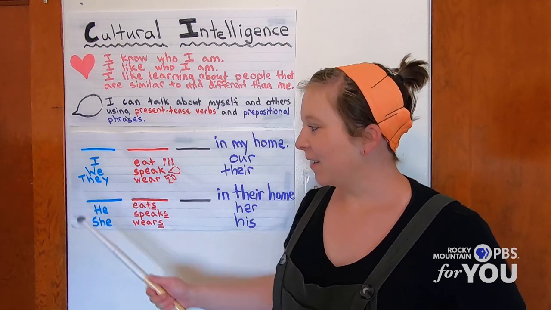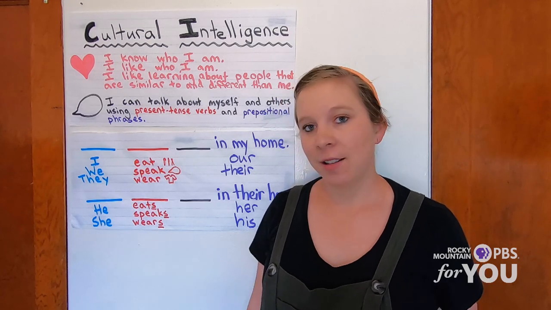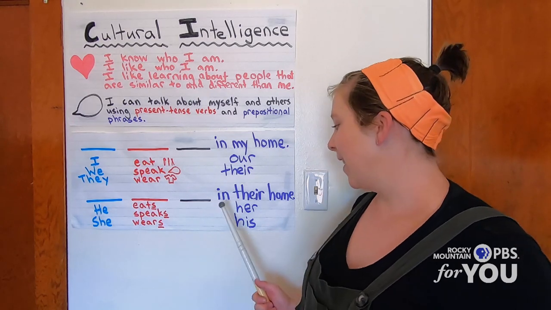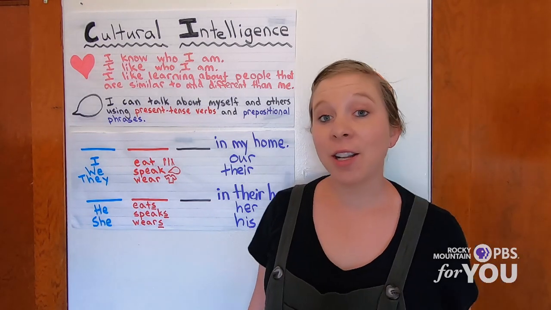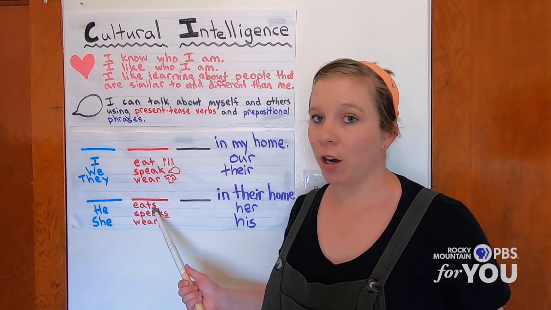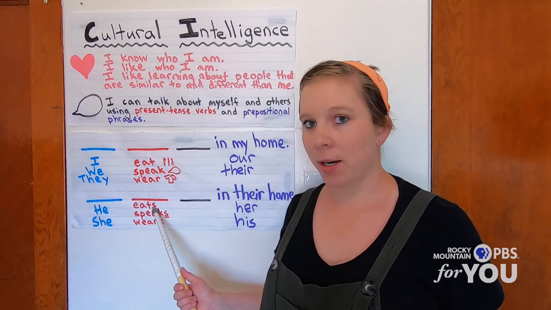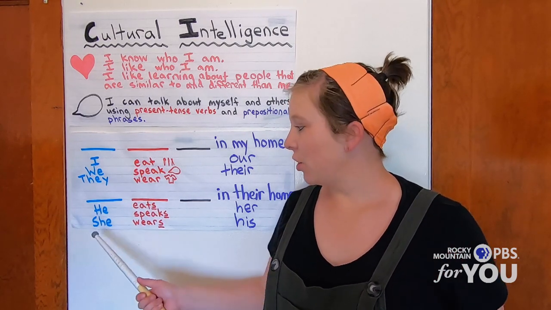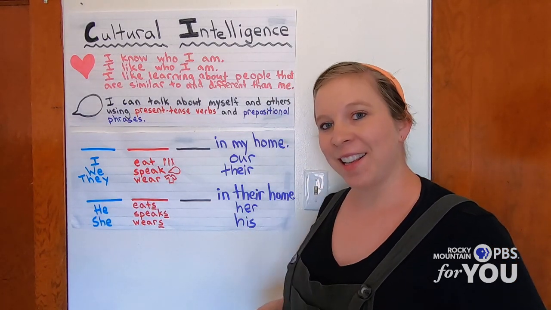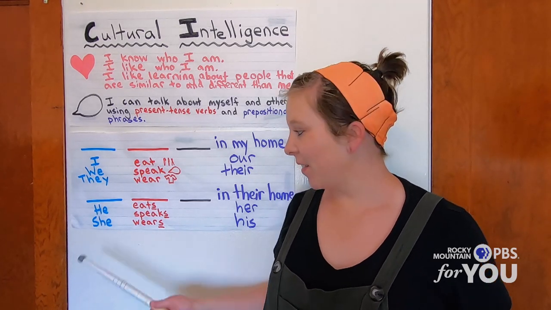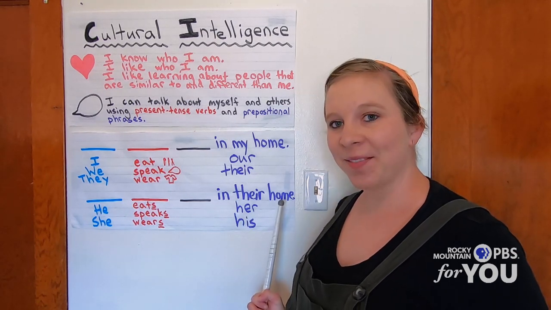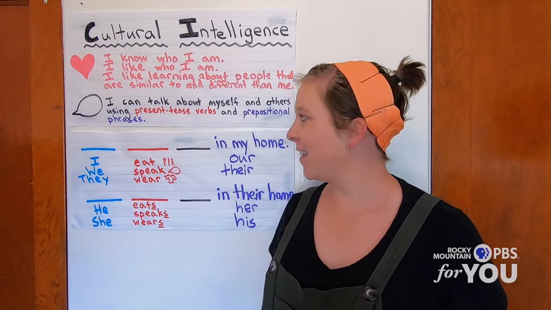Nice job. Let's try one with he or she. Let's try she eats pad thai in her home. Notice when I use he or she, I add an S to the end of the verb. That's really important to remember. My turn again. She eats pad thai in her home. Your turn with me. Ready? Go. She eats pad thai in her home.